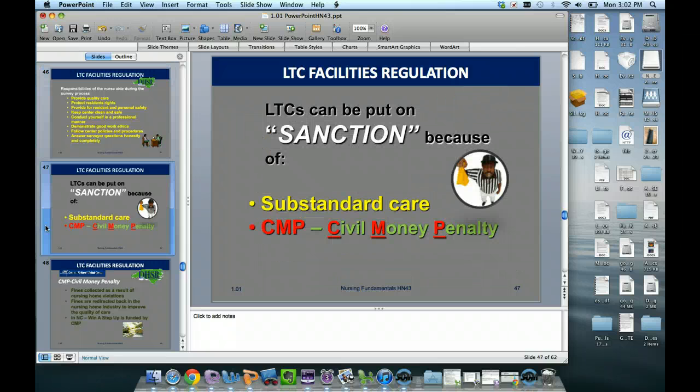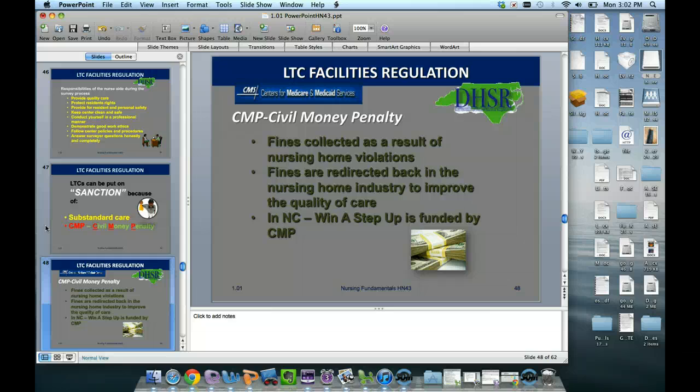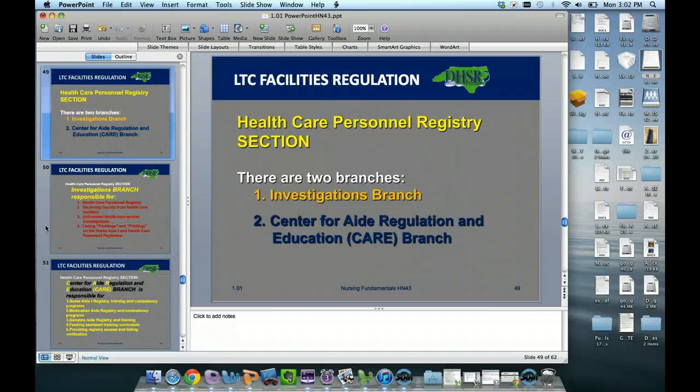So long-term care facilities can be put on sanction because of substandard care, and they can also be fined with a civil money penalty. Civil money penalties are fines that are collected as a result of nursing home violations. Fines are redirected back into the nursing home industry to improve the quality of care. In North Carolina, Win-A-Step-Up is funded by civil money penalties.